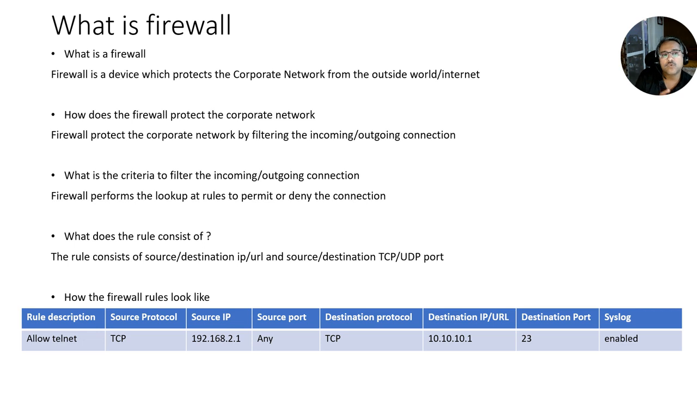So how does the rule look? You can see here on the screen. There will be a description of the rule. For example, you want to allow telnet for a particular machine from your corporate network. So what source protocol will it be? It will be TCP.